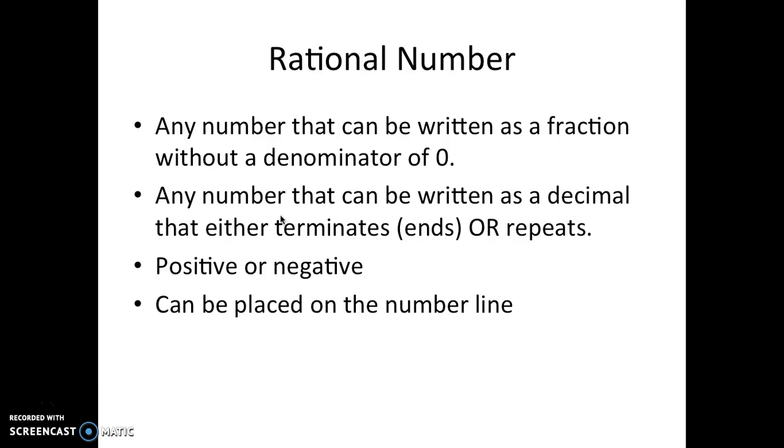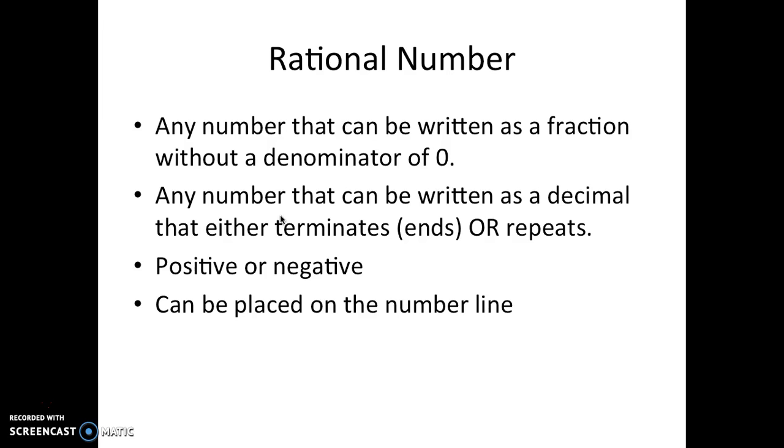Our first definition is rational number. Now there's multiple parts to the definition of rational number. The first part is any number that can be written as a fraction without a denominator of 0. So 0 could be the numerator, but it cannot be the denominator.